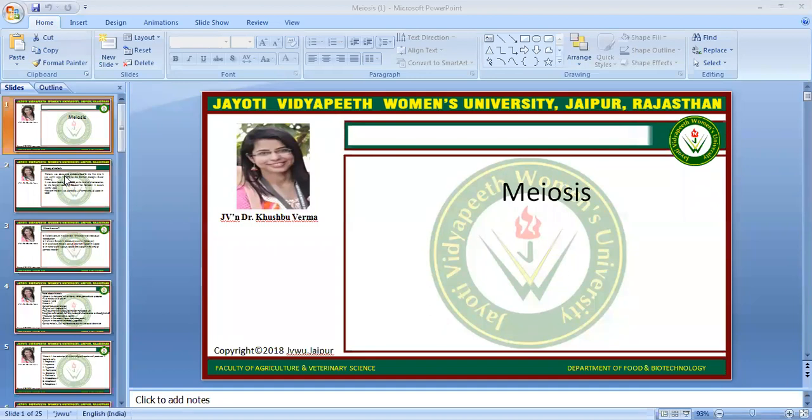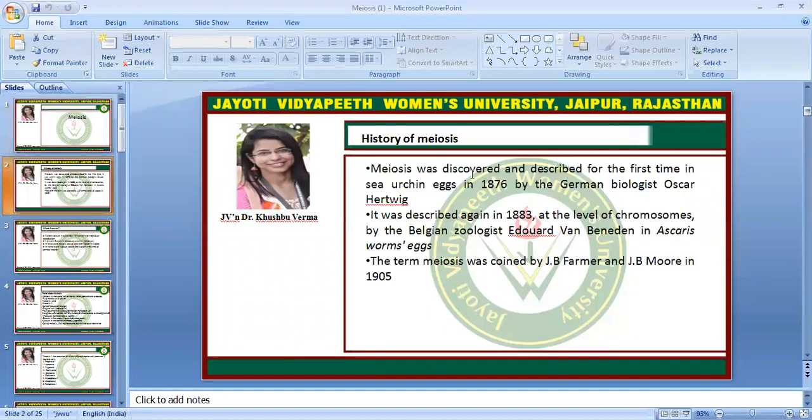Today we will discuss meiosis first stage, prophase first. Prophase first has major events in meiosis 1, and basically it is responsible for all kinds of crossing over and recombination.